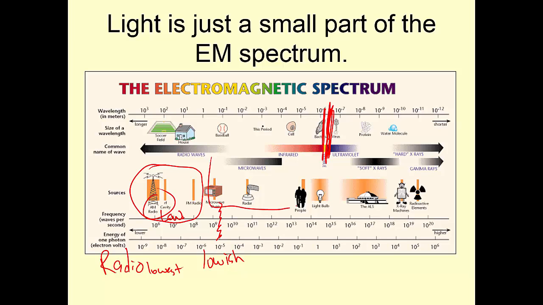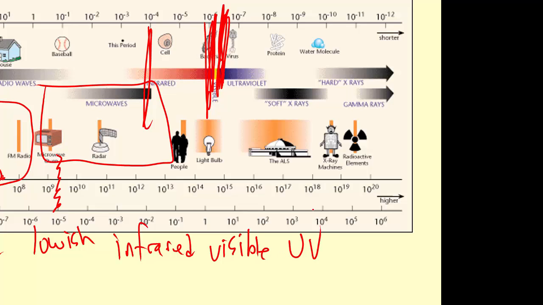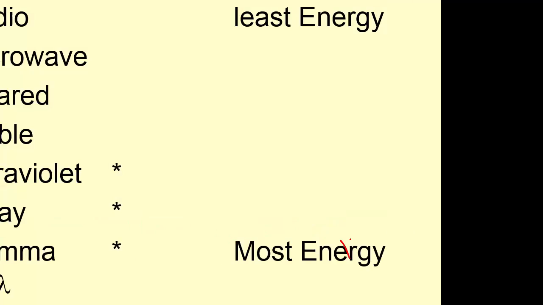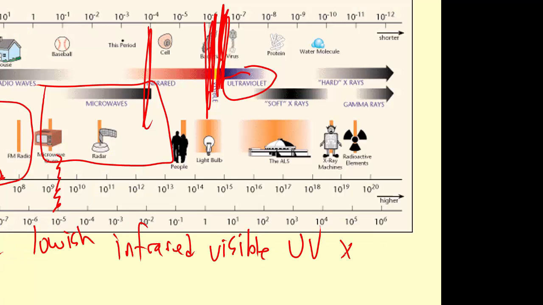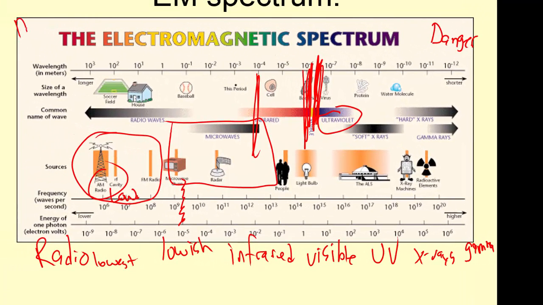Notice radios show up in this. So here we get light. We have radio waves, we have microwaves, we have infrared. The next ones that pop up are infrared. We have a little bit of visible. We have UV, which is ultraviolet. We have X-rays, and then we have gamma rays. So this stuff is dangerous. This stuff is not very dangerous.